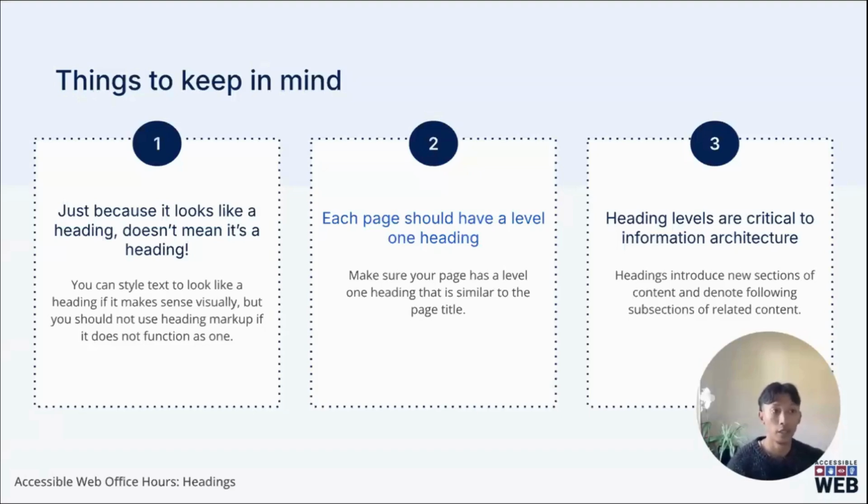It is best practice to have a level 1 heading present on a page. While it is not a weak heading failure, so in other words, it's not a requirement or an accessibility issue, it'd be best for each page to have a level 1 heading that is similar to the page's title. Lastly, heading levels are critical to information hierarchy. So headings introduce new sections of content and denote following subsections of related content. Heading levels are not about a visual presentation, but rather categorizing the page's content to a hierarchy.